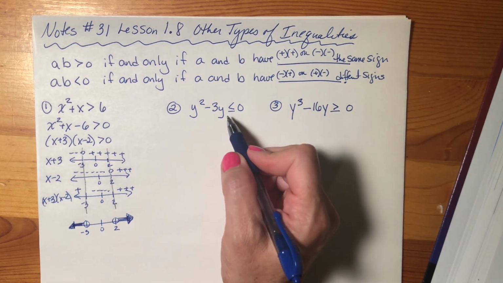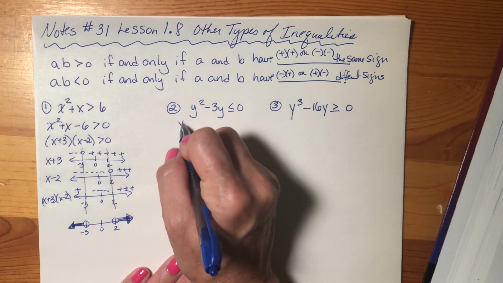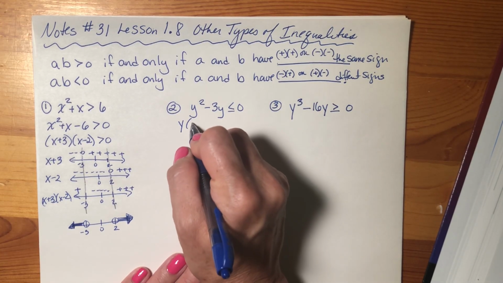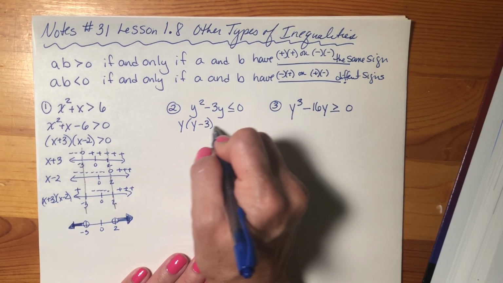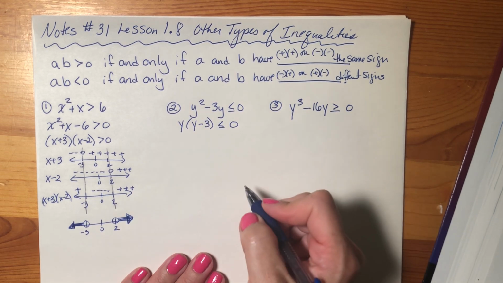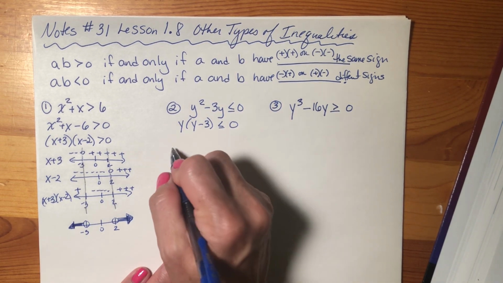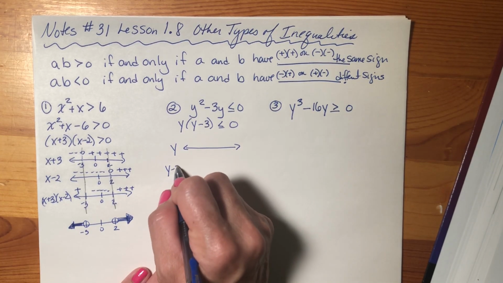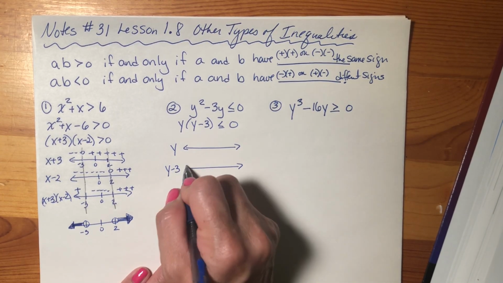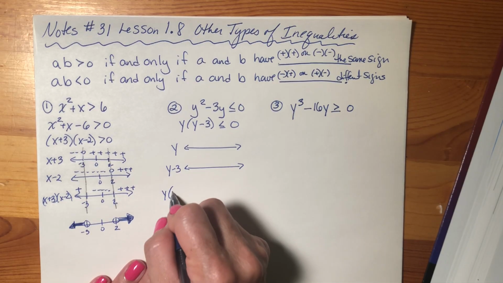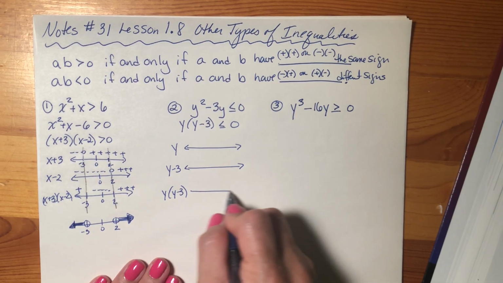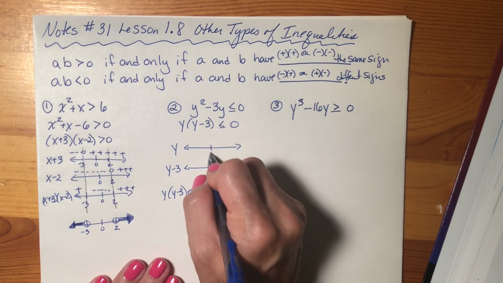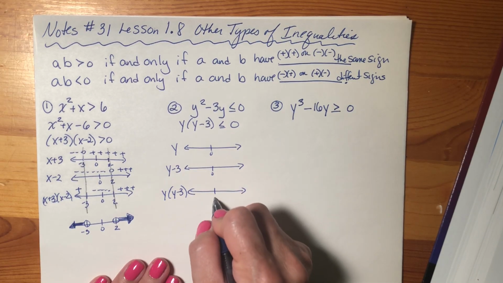Here I am in number 2. Right away, I'm thinking of factoring. GCF: y times the quantity y minus 3 is less than or equal to 0. And I have 2 factors. So real quick, I'm going to draw 2 number lines. Again, being real neat. All right, and then the product, y minus 3. Okay, great. All right, put 0 in. Always anchor yourself with 0.